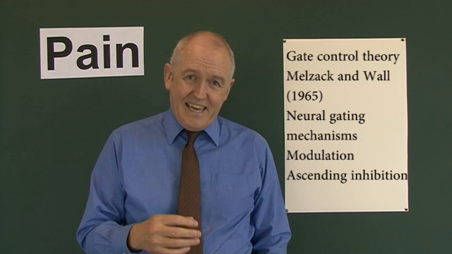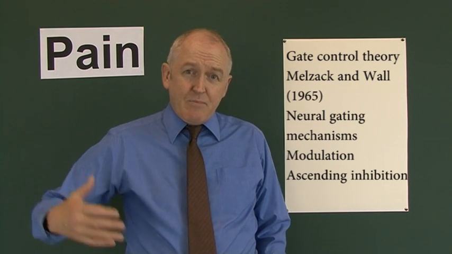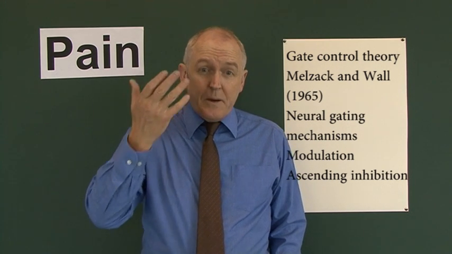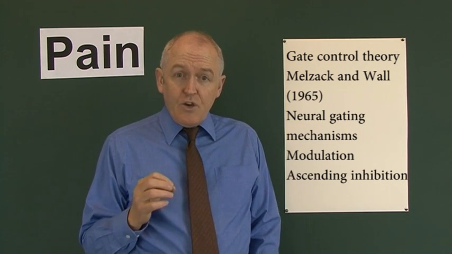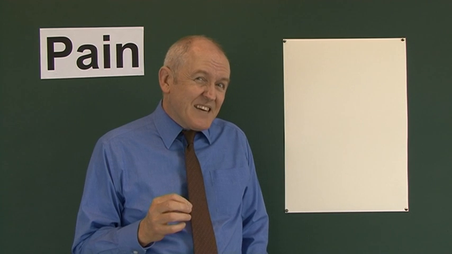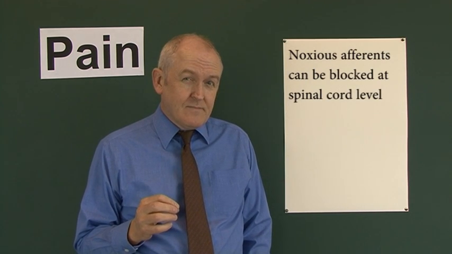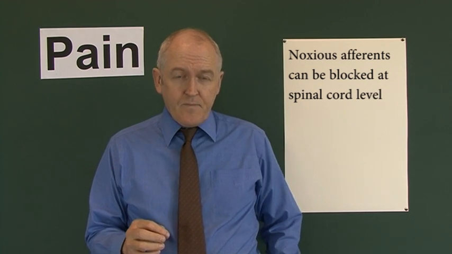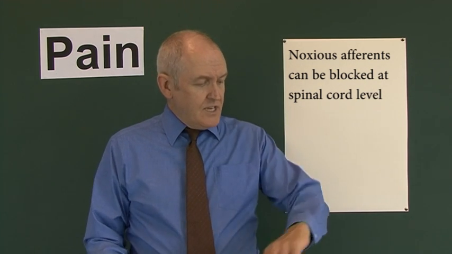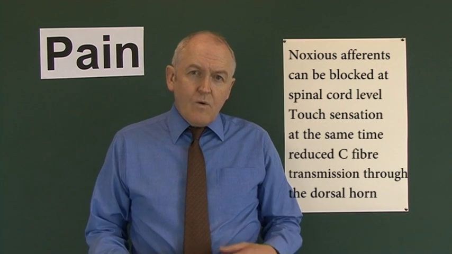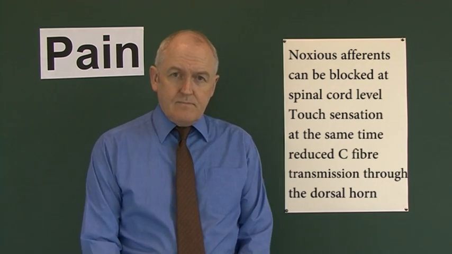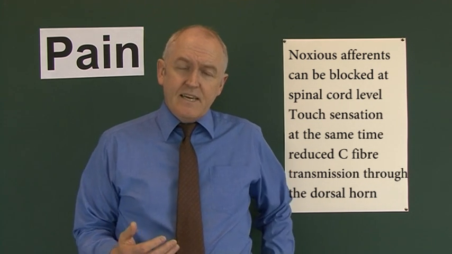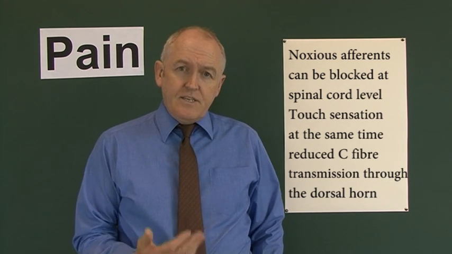It's an ascending inhibition though. The inhibition happens as the nerve impulses go up the way. And the idea is that noxious afferents can be blocked at the spinal cord level. And what this is based on is touch sensation. So if you injure your elbow, what do you automatically do? You rub it, don't you? It's automatic to rub an injured area.